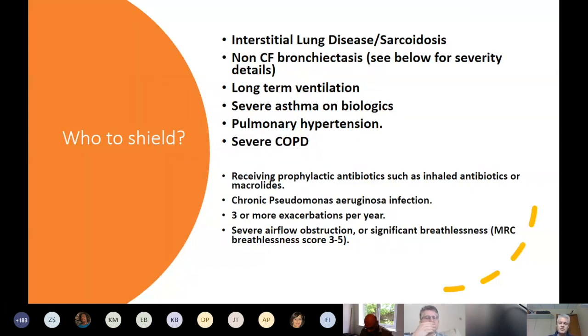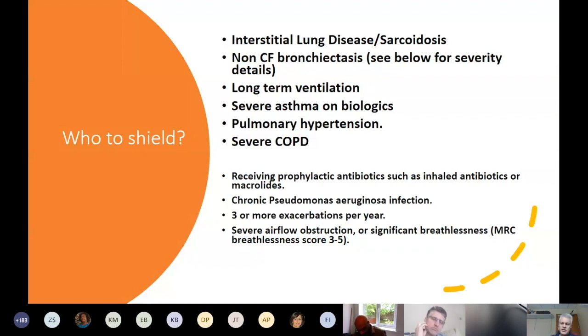So all of our patients with interstitial lung disease and sarcoid have been advised to shield. Patients with bronchiectasis, not CF related, have also been advised to shield if they are severe, and you can see in the smaller font there at the bottom what defines severity in bronchiectasis.